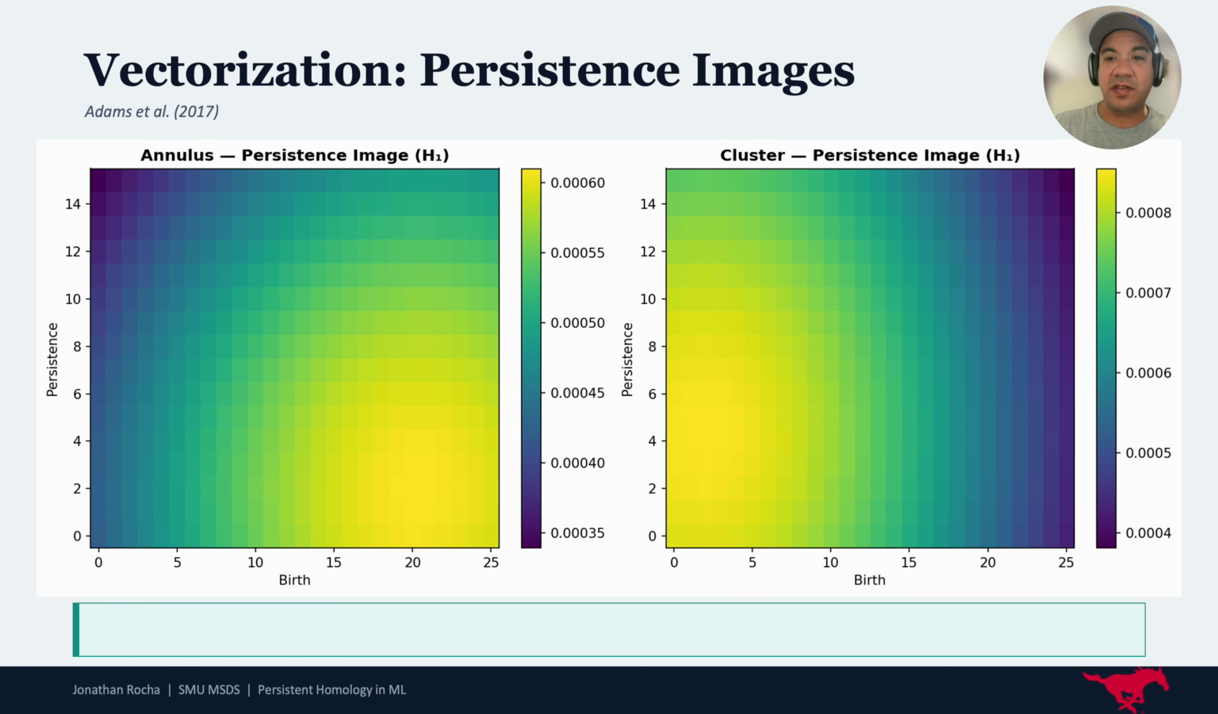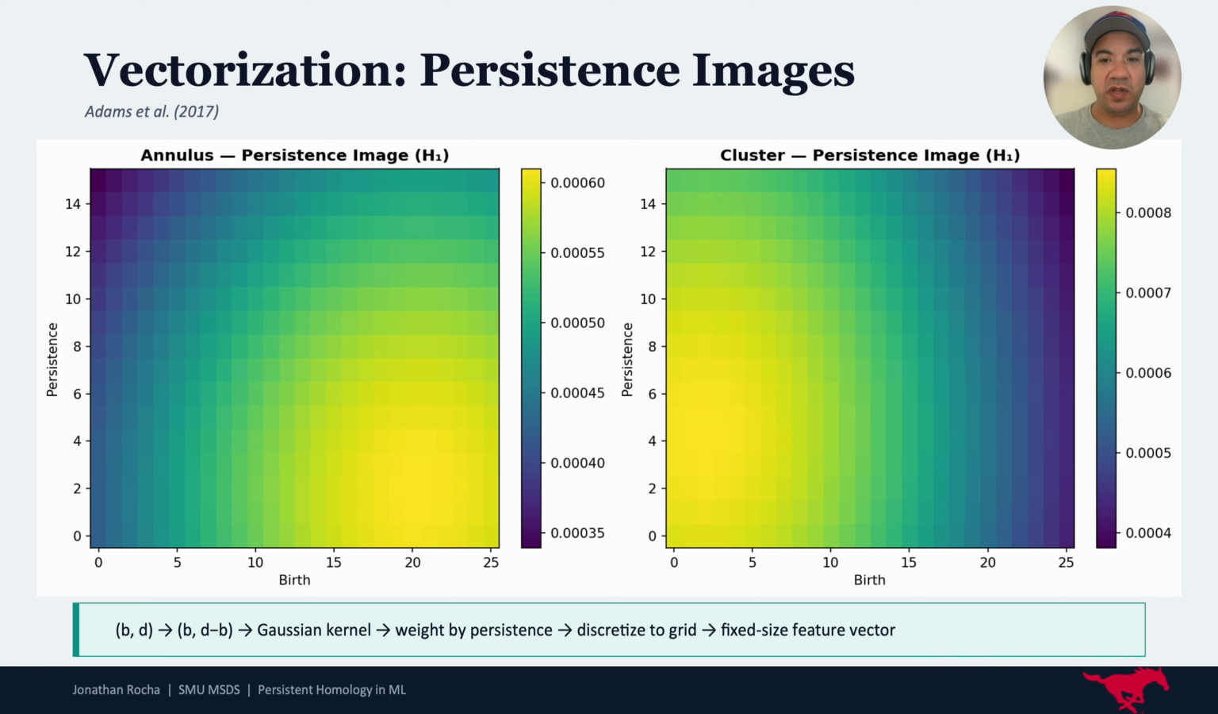So persistence diagrams are powerful, but they live in a non-Euclidean space. They're multi-sets of points. Most ML algorithms expect fixed-length vectors, so we need vectorization methods. Persistence images, introduced by Adams and colleagues in 2017, solve this elegantly.